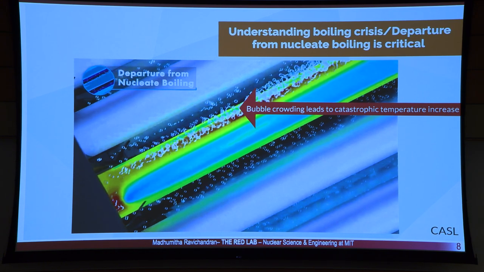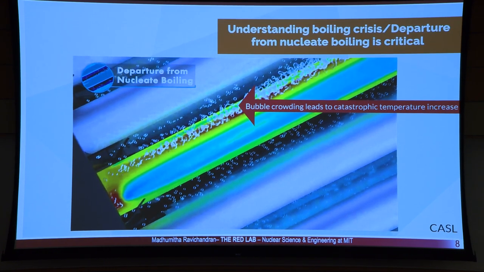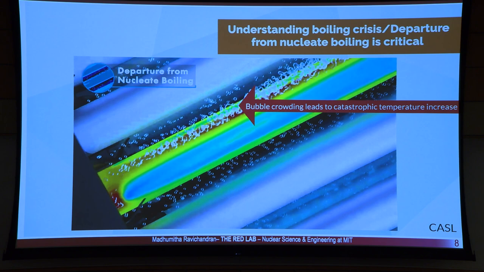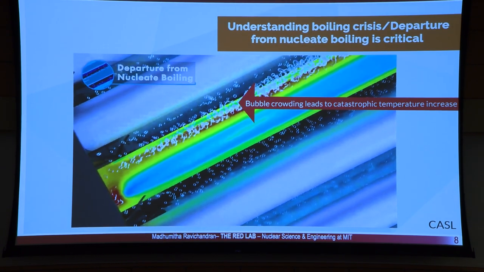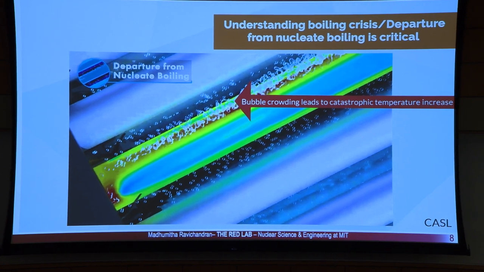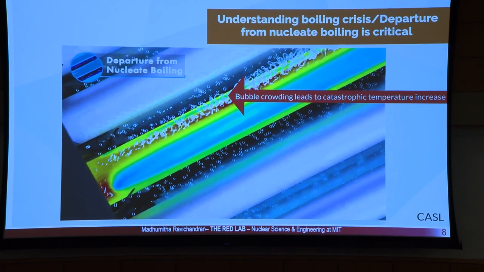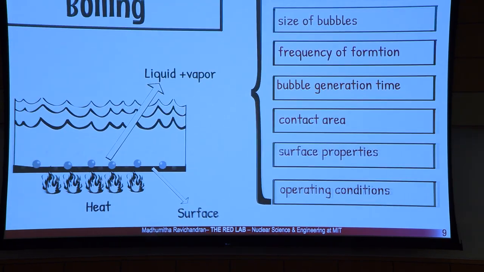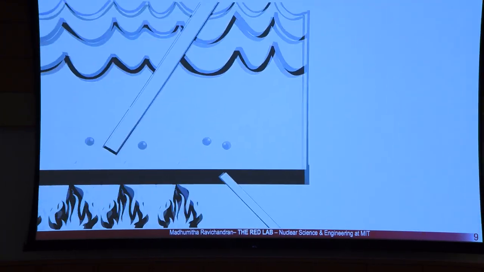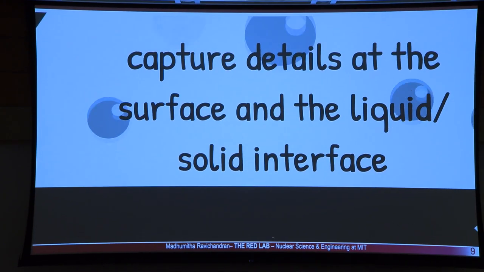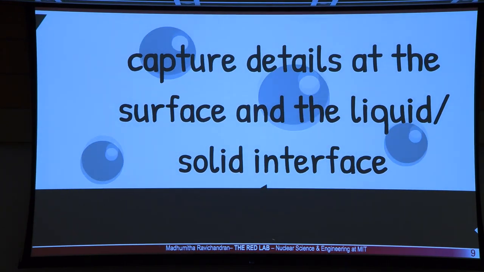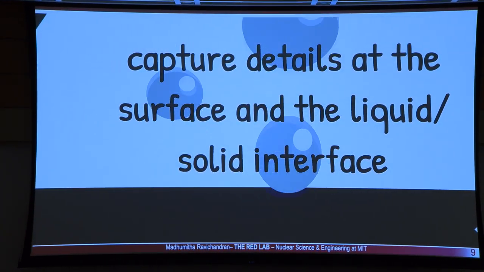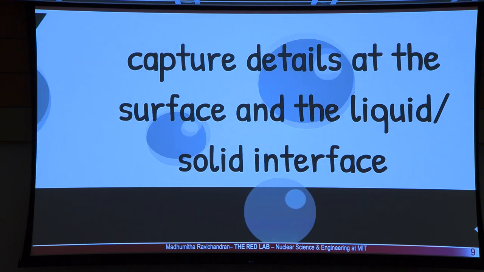And this could be catastrophic for a reactor because the fuel rod could melt, or we could go into any unforeseen catastrophe. And the Nuclear Regulatory Commission lays stringent limits on the operation of nuclear reactors so as to never see the boiling crisis. So that's what this is, the boiling crisis, or I'm going to call it the departure from nucleate boiling as well here. And scientists have spent decades trying to zoom in to the boiling process and see what happens at the bubble level to quantify the boiling heat transfer accurately and also to see what happens during the boiling crisis.